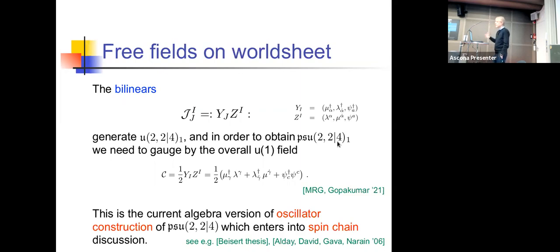This is really the affinization of the oscillator construction of PSU(2,2|4) that plays a prominent role in the spin chain description, which is another point of contact where you feel you're making contact with something that should be relevant in this context. So it's not difficult to see that this gives you exactly PSU(2,2|4).